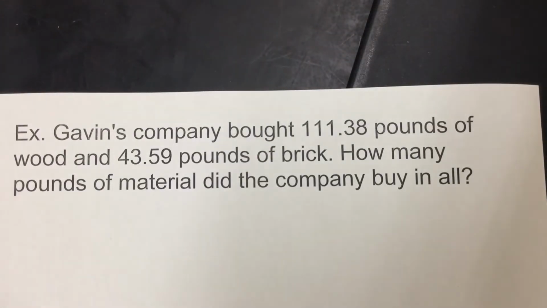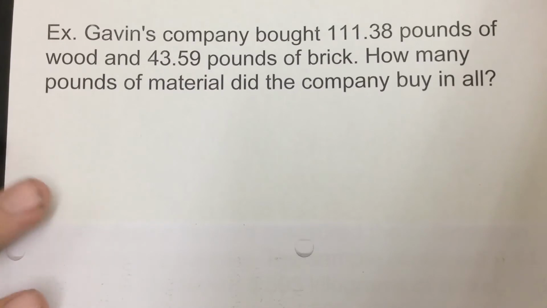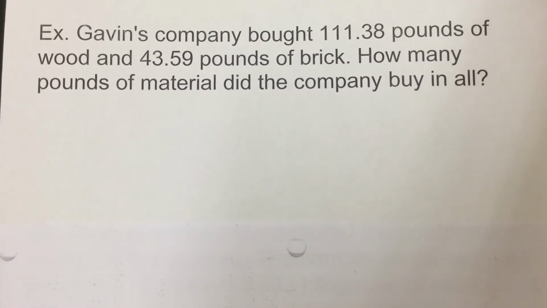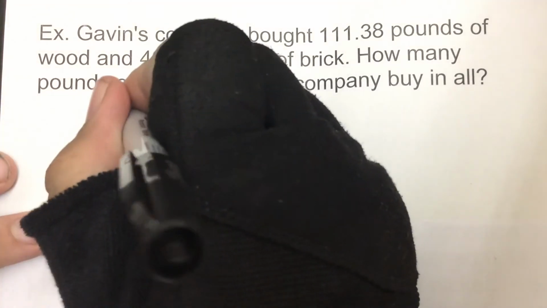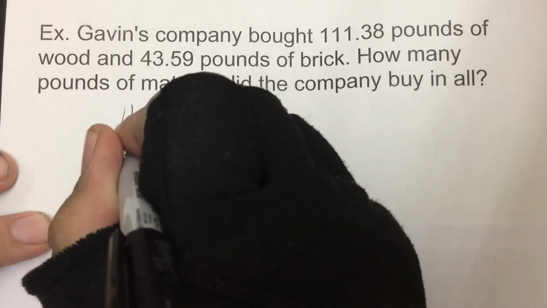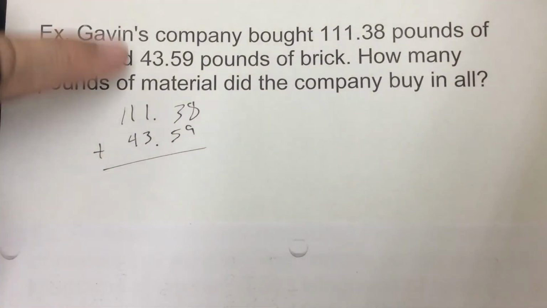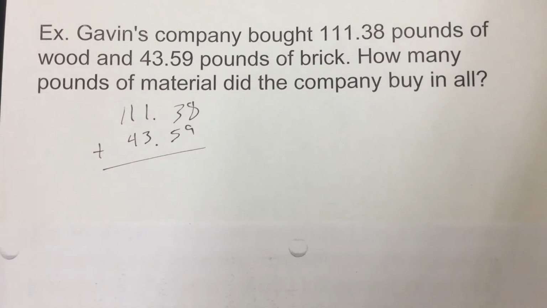So Gavin's company bought 111.38 pounds of wood and 43.59 pounds of brick. How many pounds of material did the company buy in all? Well, again, we have that in all at the end of it. So we're going to add these. So 111.38, adding to it the 43.59. Again, make sure you write them so the decimals are lined up. And we're just adding them together.